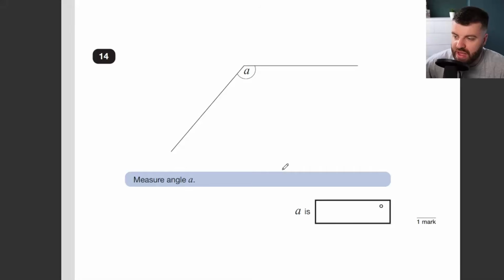Question 14. Measure angle A. Now in this question, I don't have a protractor on my screen, okay? But I'm going to teach you how to use a protractor properly. When you see a protractor, you have to line it up perfectly. So this line here would be off. This line here would be off. These would not count perfectly, okay?